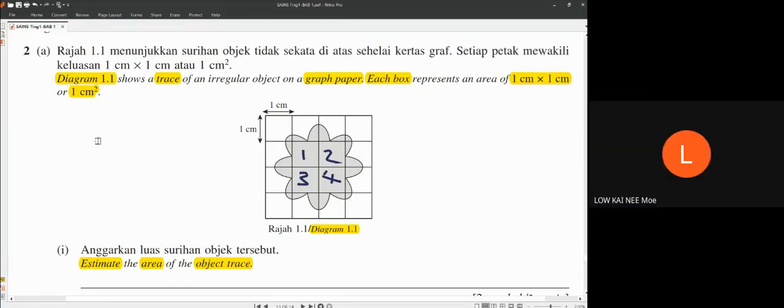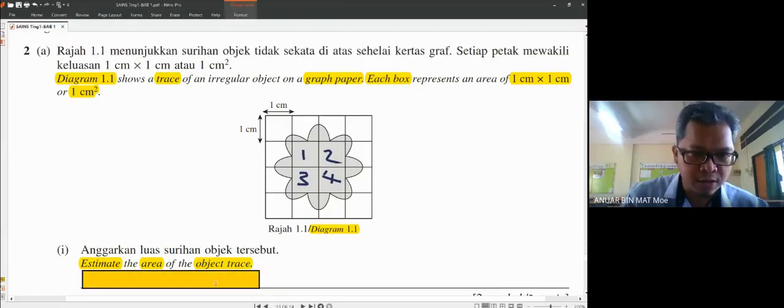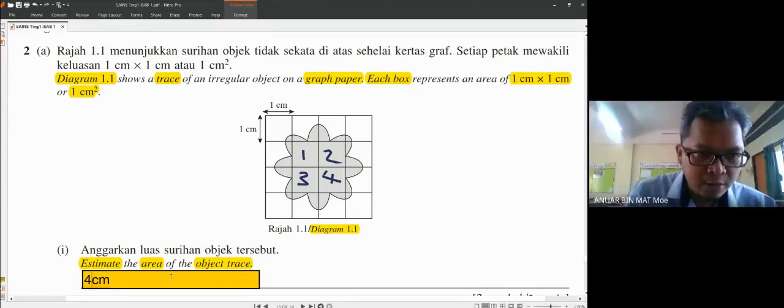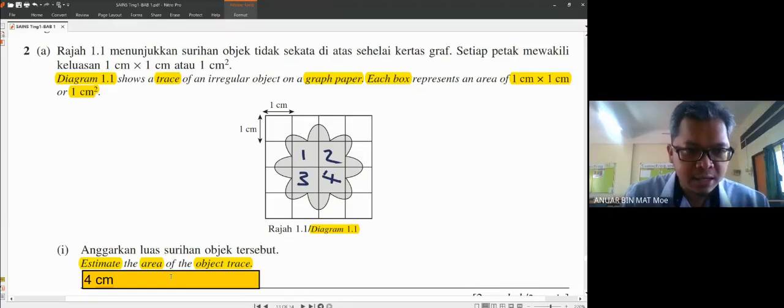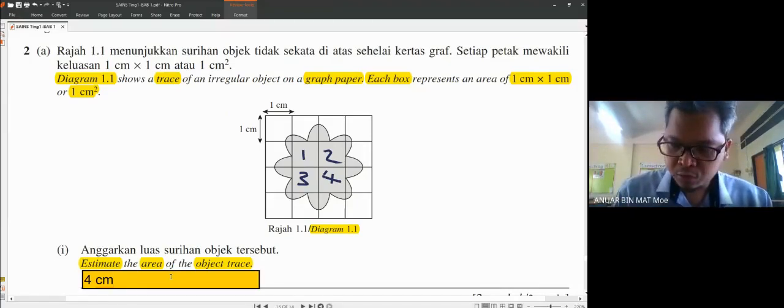4 cm. Okay, good. The answer is 4 cm square. Okay, 4 centimeter square.